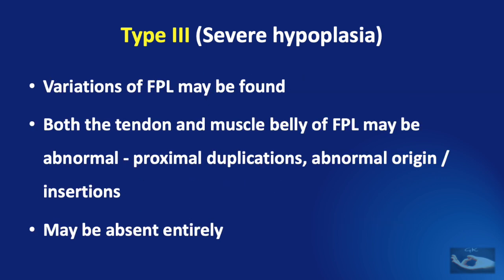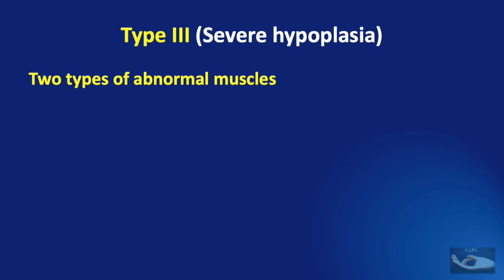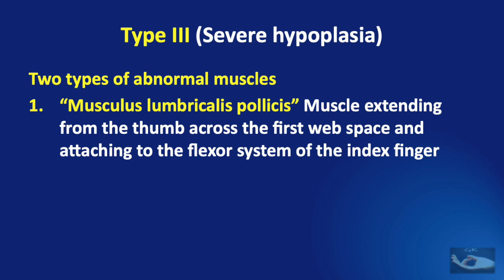As far as the flexor pollicis longus is concerned, many variations can be found. Both the tendon and muscle belly of the flexor pollicis longus may be abnormal, with proximal duplications, abnormal origin or insertion, or sometimes may be absent entirely. Now, we need to consider 2 important types of abnormal muscles. The first is musculus lumbricalis pollicis. It is supposed to be a muscle extending from the thumb across the first web space and attaching to the flexor system of the index finger, which is sometimes seen in type 3 congenital thumb hypoplasia.